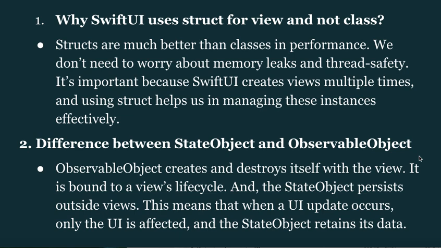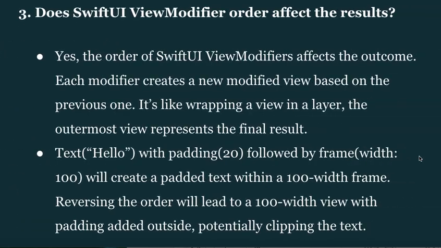Number two, difference between StateObject and ObservableObject. ObservableObject creates and destroys itself with the view. It is bound to a view's life cycle, and the StateObject persists outside views. This means that when a UI update occurs, only the UI is affected and the StateObject retains its data.